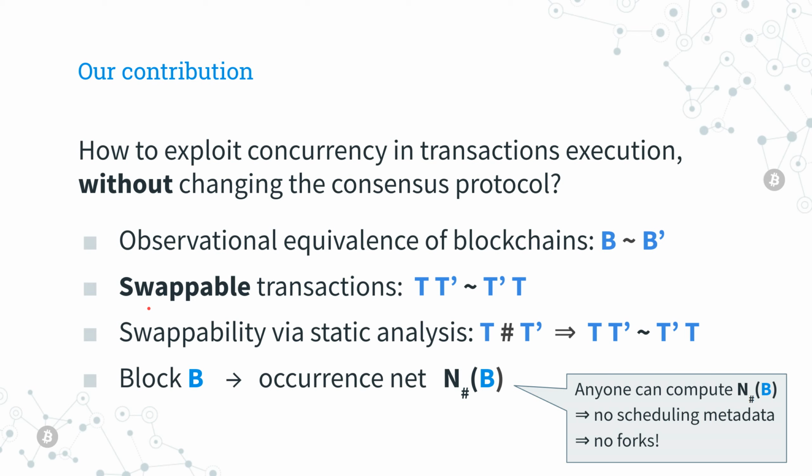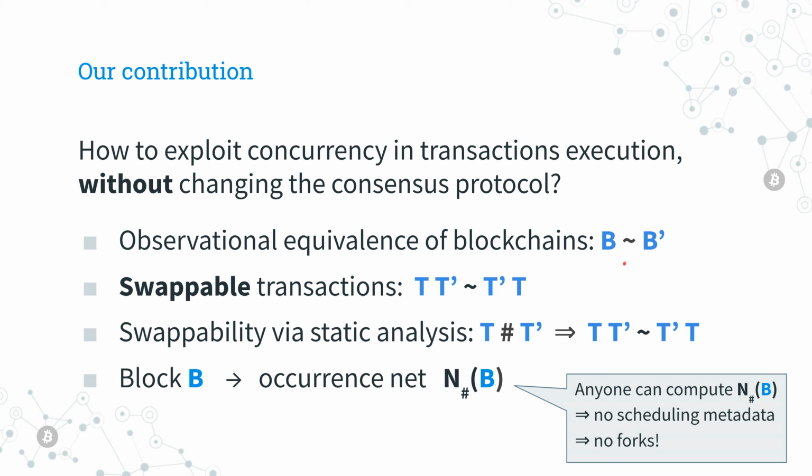So, the problem we have addressed in our paper is how to exploit concurrency in blockchains without changing the consensus protocol. This slide is just an overview of our approach. We have started by defining a semantics and an observational equivalence for blockchains, this tilde here. Basically, two blockchains B and B prime are equivalent if, after executing the transactions in sequence, all contracts in B are in the same state as those in B prime.